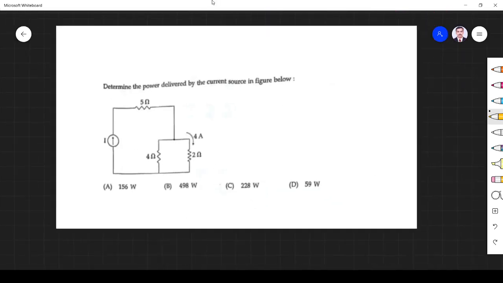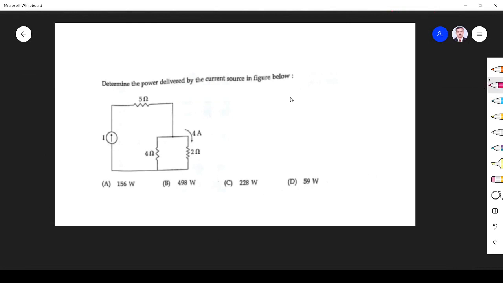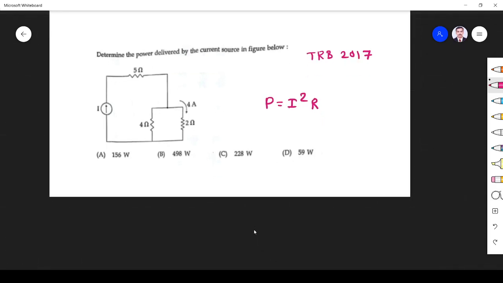This is also a TRB 2017 question. The question is: determine the power delivered by the current source. We have to find the power delivered by this current source. The relation is P equal to I squared into R. So I want first the I value, then only we can find that. Let us see how we can do it.